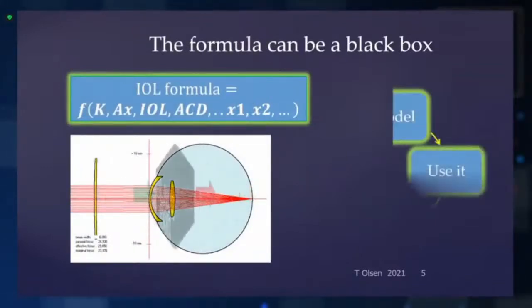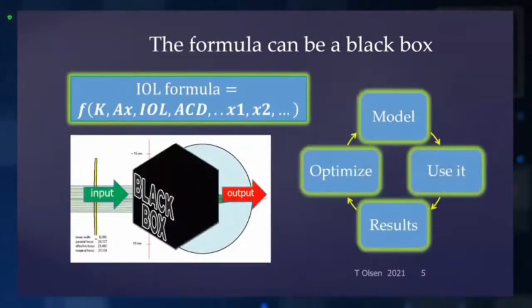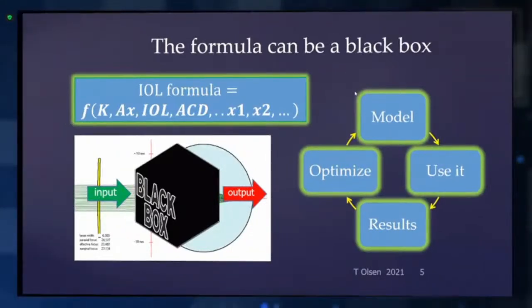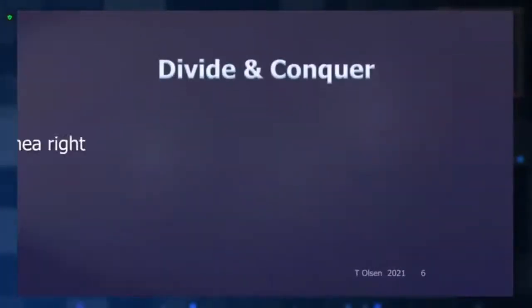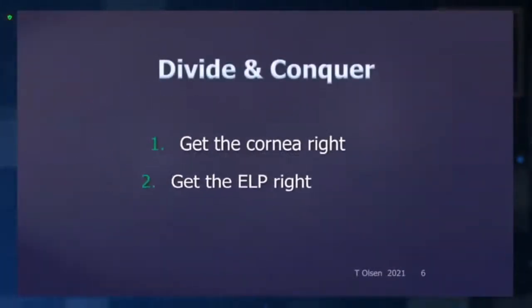So what is the real world doing? Well, many formulas out there are using sort of black boxes, artificial intelligence, or whatever you call it. And it works like that. You have a model, you use it, and you get the results. And then you correlate the results, or the error of your predictions, with your model, and you optimize. And in this way, you can get pretty good results. But nobody really knows what's going on behind the scenes.